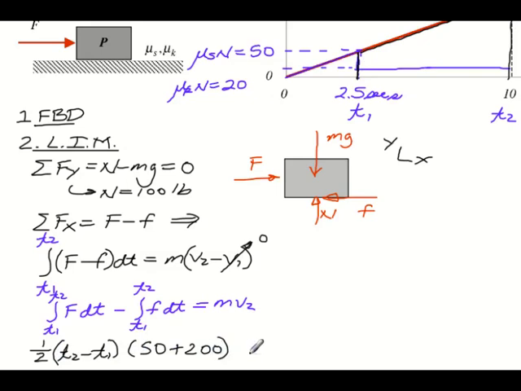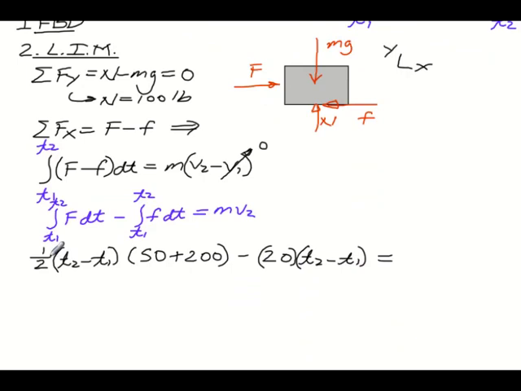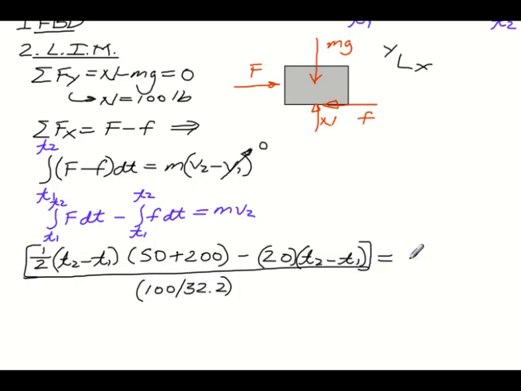The friction force is just what we need to do is subtract away this part here. That's just a rectangle. So its area is going to be the height, which is 20 times T2 minus T1. And since that's equal to mv2, if I want to find v2, then I just divide the left-hand side here by the mass m. M would be 100 divided by 32.2, like that. And that's v2.